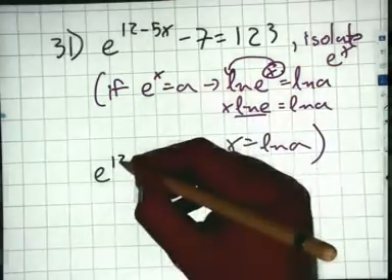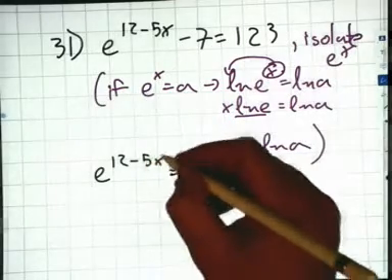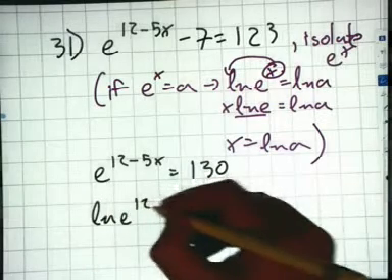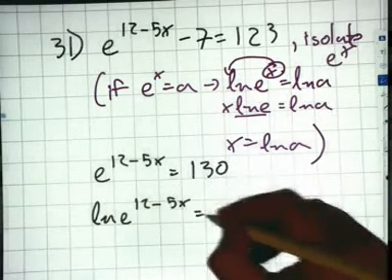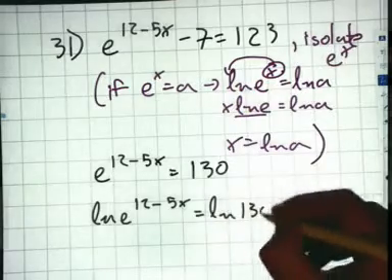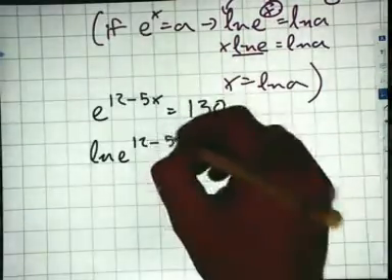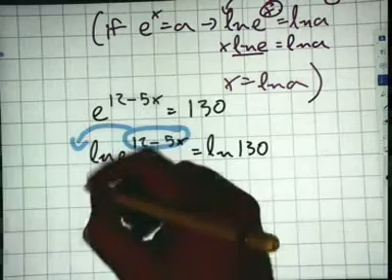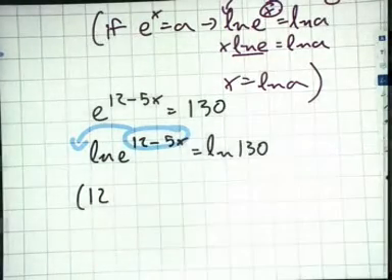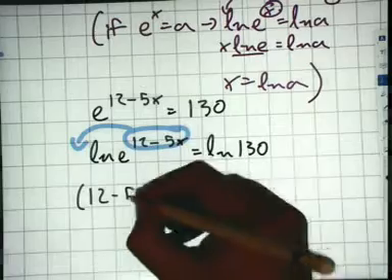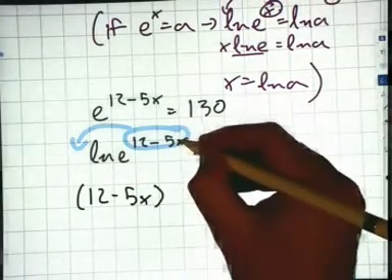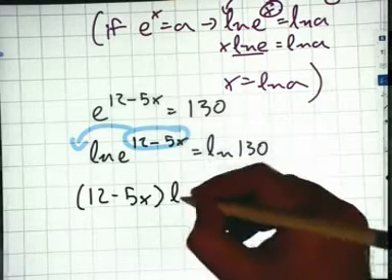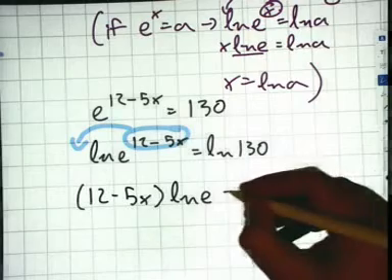Now, I can't do anything with that 12, I can't do anything with that negative 5 right now, because again, they're up there in the exponential position. So I'm going to take the natural log on both sides. And that's going to allow me to apply the power rule. I'm putting this in parentheses because this whole entire expression, this whole entire exponent, is what is multiplying the natural log of e.